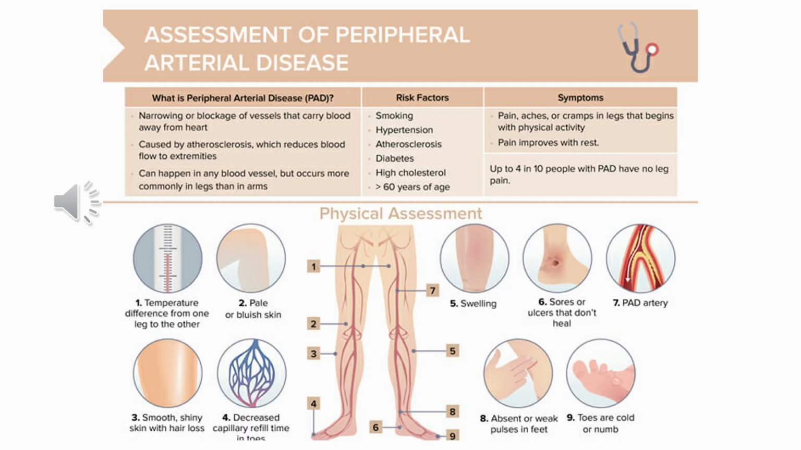You may see visual evidence of narrowed arteries, usually confirmed through diagnostic testing. Patient may have absent or weak pulses in the feet, which again is a hallmark of arterial insufficiency. And then lastly, they may also have cold or numb toes, which again suggests advanced ischemia or nerve involvement.